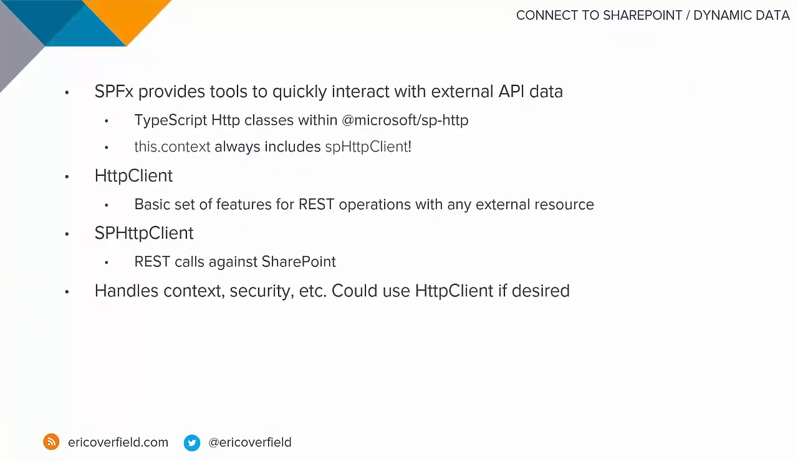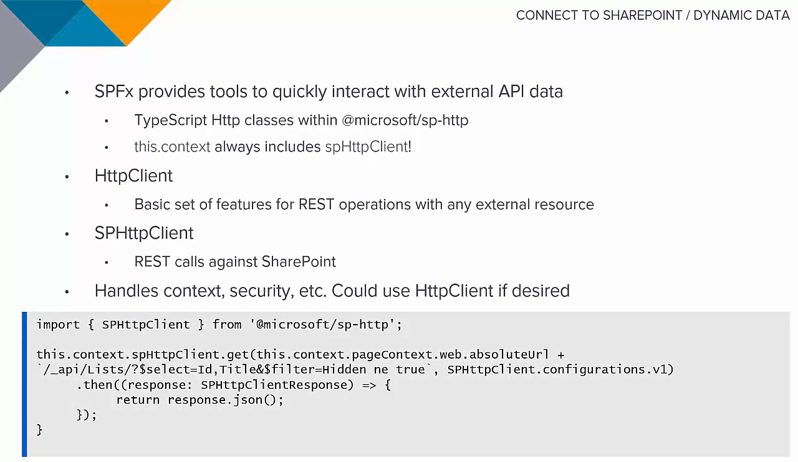Another thing you'd want to do, I'm sure, is go talk to SharePoint or go get external data, which is pretty cool. The framework provides us the ability to do this. It provides two primary classes for us. There's an HTTP client class. Both of these are found within a package SharePoint provides called SP-HTTP. So anyhow, the HTTP client basically allows us to do simple REST operations to anything. But they also created for us the SPHttpClient, which is cool because that allows us to make REST calls against SharePoint, and it already handles the context and security for us, which is really nice.